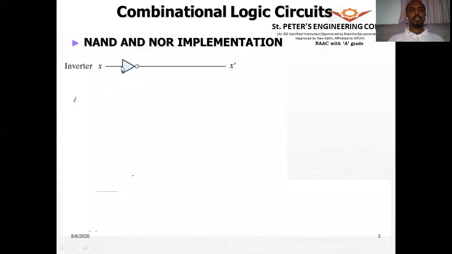Here is shown an inverter, which has one input and one output. So an inverter, or a complement. If I give X as the input, the output will be X complement. So it is an inverting operation. So how can you use the NAND gate to work as an inverter?